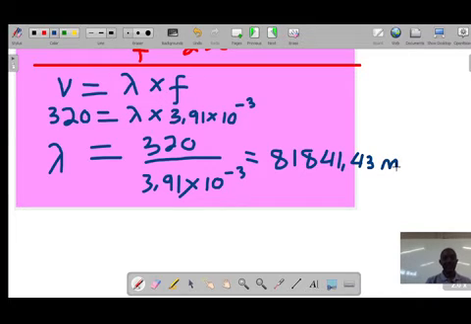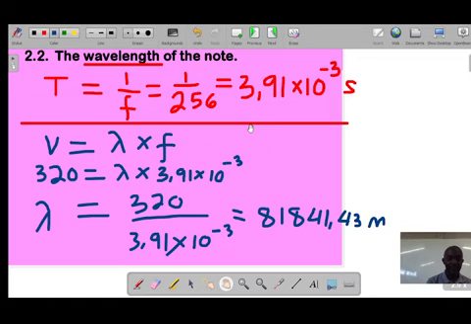Okay, hope we are together, guys. Don't forget what I did. I first found my periodic time, and then I used V equals lambda times frequency, whereby I did substitute. Let me check it out again. This is T here, and I was looking for the frequency.